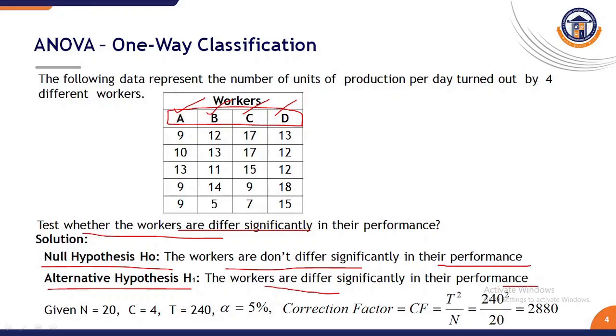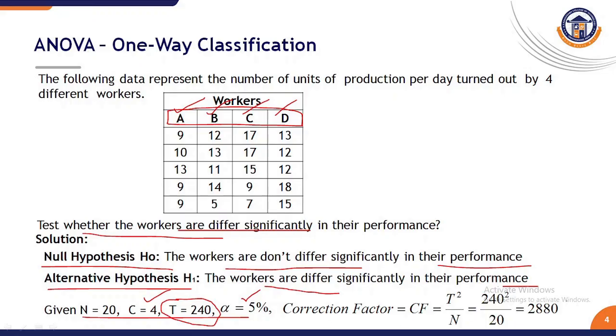Now we are checking this null hypothesis. First, identify the given elements. Here n stands for total number of elements, n equal to 20. Then c, number of columns, that means classification of workers, 4: A, B, C, D. Then T, the total, is the sum of all the elements. Next, select the level of significance alpha. So in this problem I have selected alpha equal to 5%.